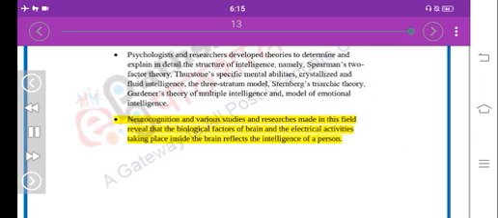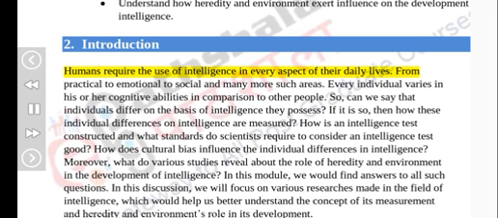2. Introduction. Humans require the use of intelligence in every aspect of their daily lives, from practical to emotional to social and many more such areas. Every individual varies in his or her cognitive abilities in comparison to other people. So, can we say that individuals differ on the basis of intelligence they possess? If so, then how are these individual differences in intelligence measured? How is an intelligence test constructed and what standards do scientists require to consider an intelligence test good?